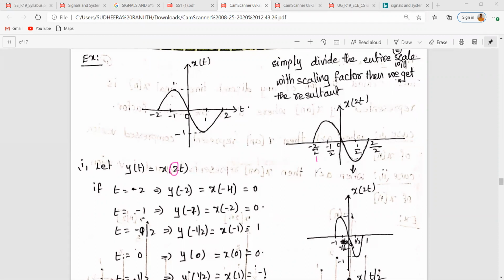Then what would be the resultant? Minus 1, minus 0.5, 0, 0.5, 1. So now this signal looks like this signal, right? So it is very easy to determine the time scale version. But the thing is, for the time scaled version, we need to know the scaling factor. Once we have information about the scaling factor, let us divide the entire time scale with the scaling factor, right?